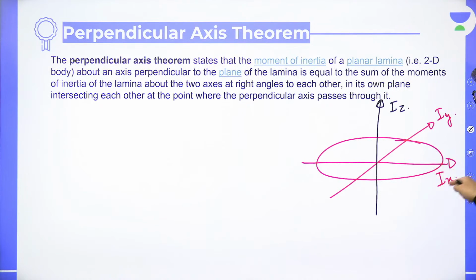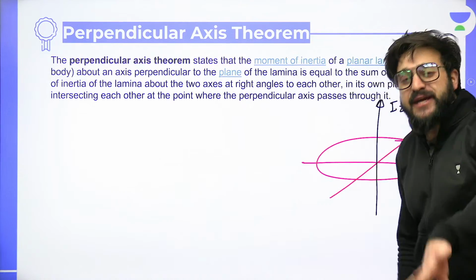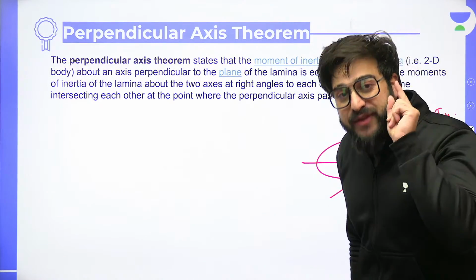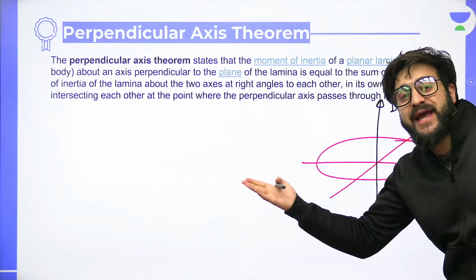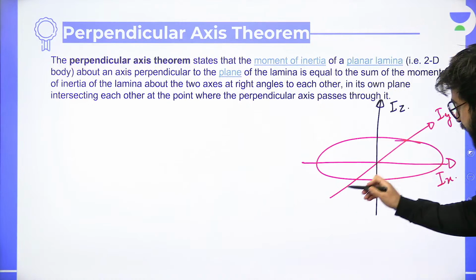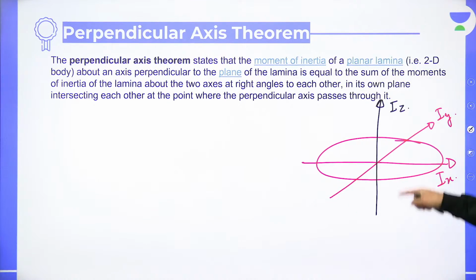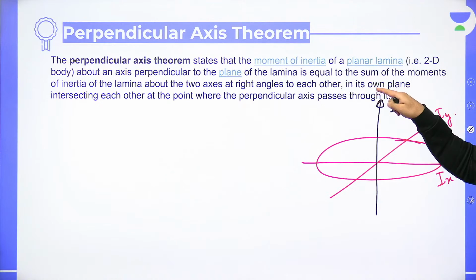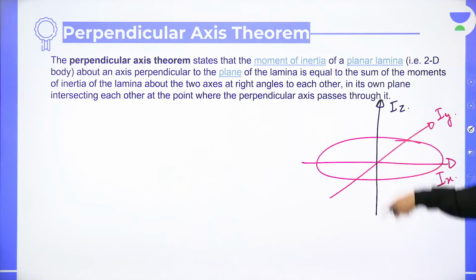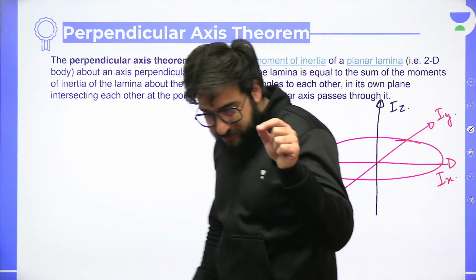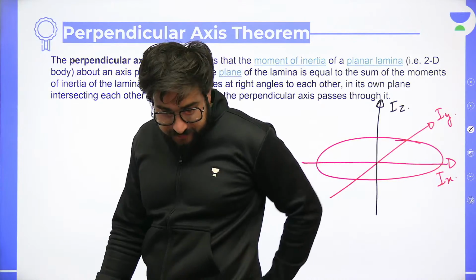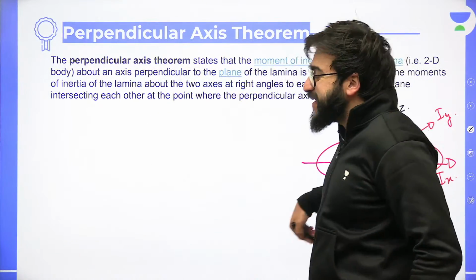You're saying, sir, I know the moment of inertia about this axis. I know the moment of inertia about this axis. How can I find the moment of inertia about this axis? So the perpendicular axis theorem says that if you know the moment of inertia about an axis which is along the plane of the disk, and you know the moment of inertia about an axis which is also along the plane of that disk, you can find the moment of inertia about an axis which is perpendicular to that plane. Understand? So keep this thing exactly in your mind.